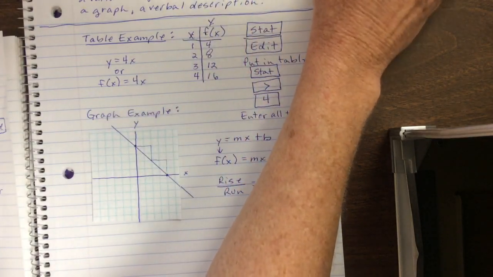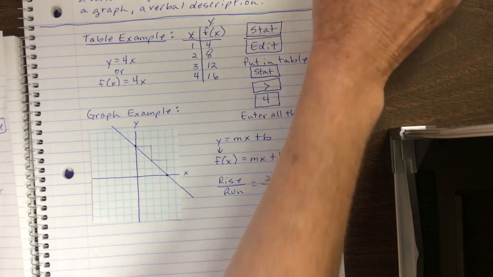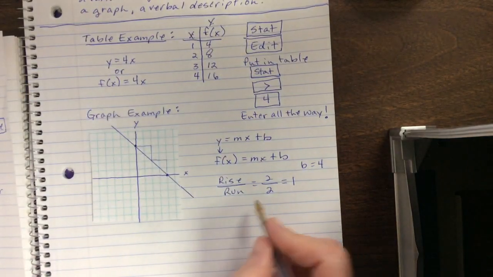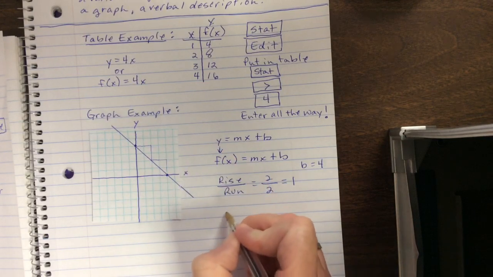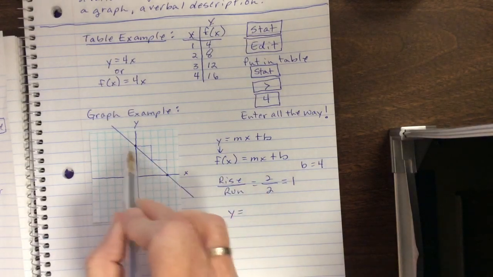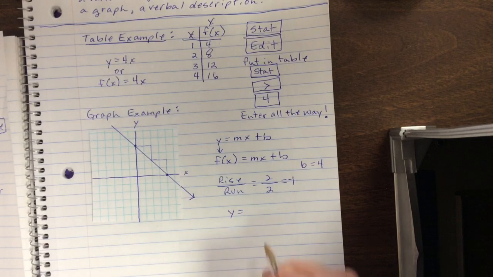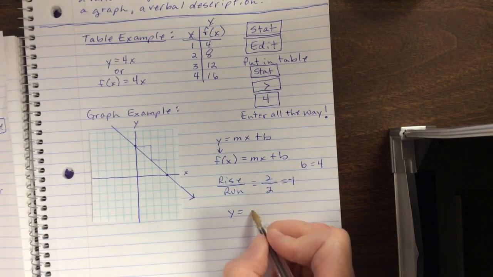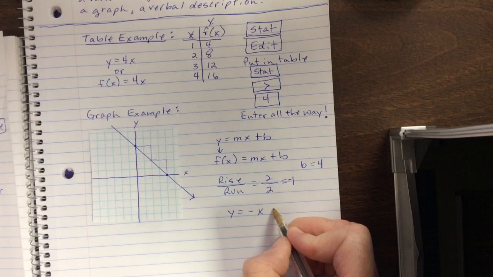Go back here real quick. Okay, so now we know that we can write this equation, or if we're choosing from the equations, we should see y equals, oh, and real quick, this is going down, so it is a -1. So we should see y equals -1x, and they don't write the 1, so -x plus 4.